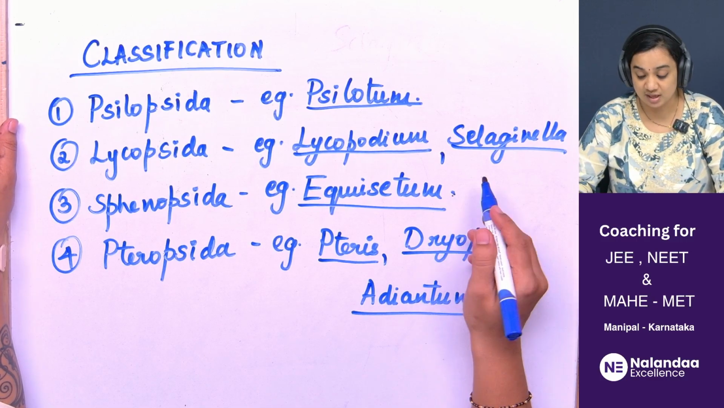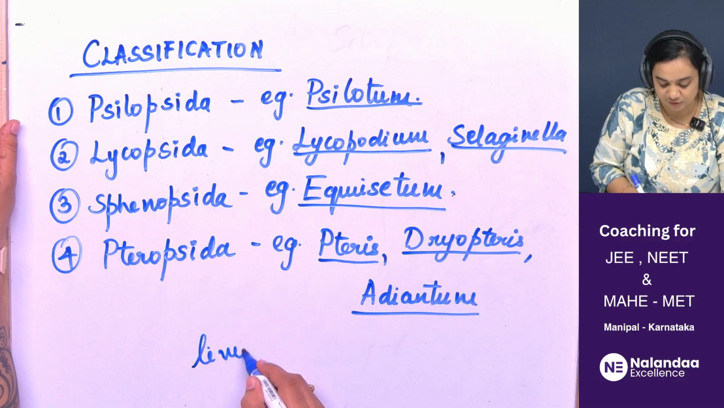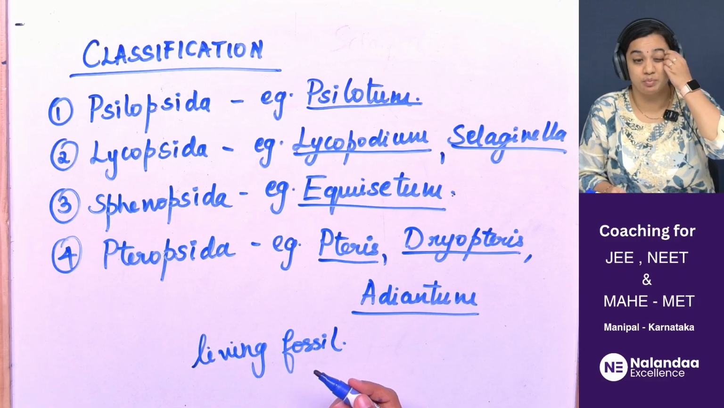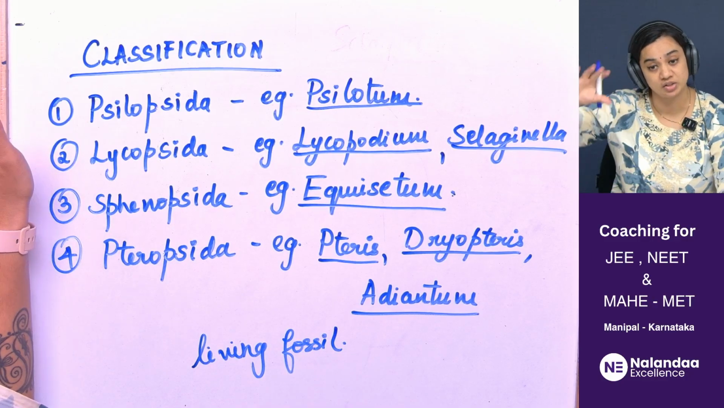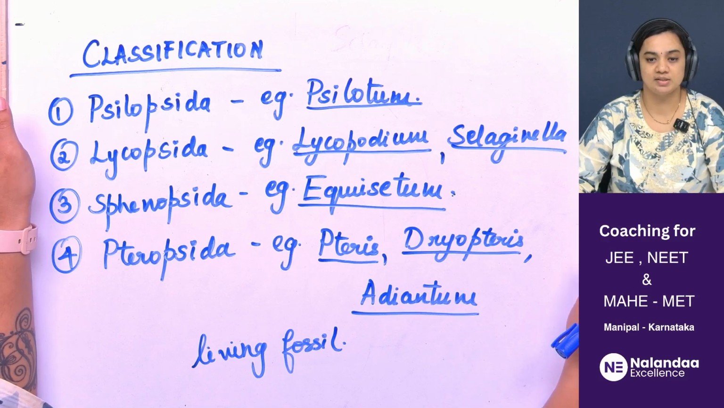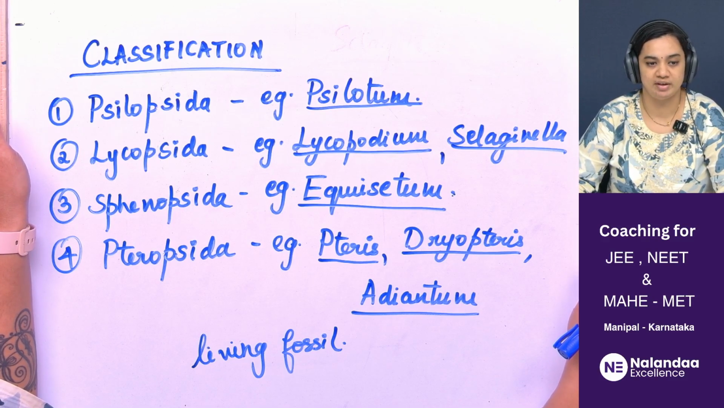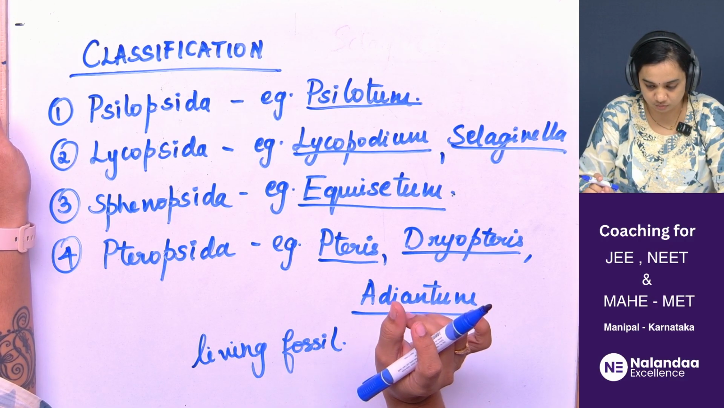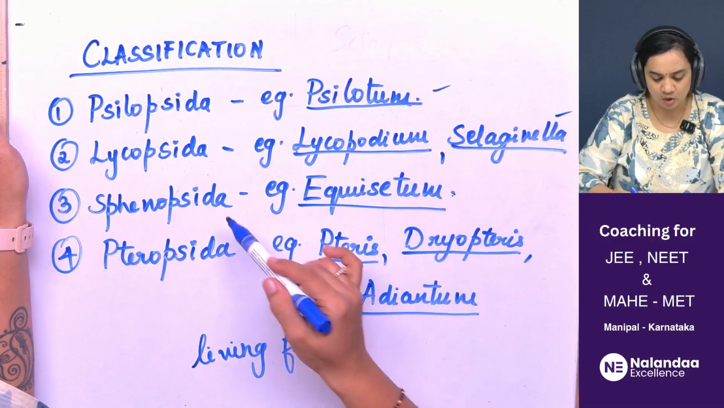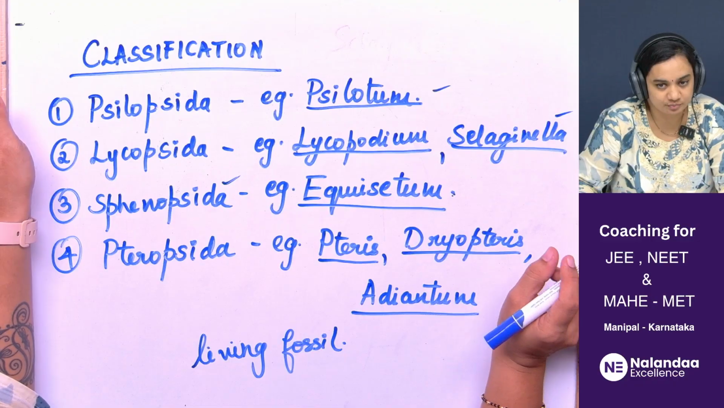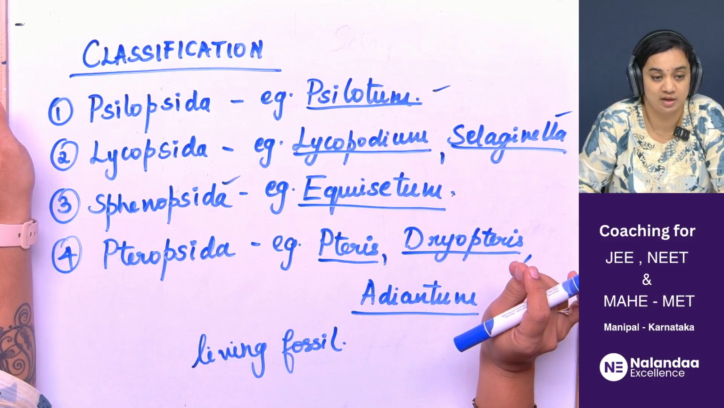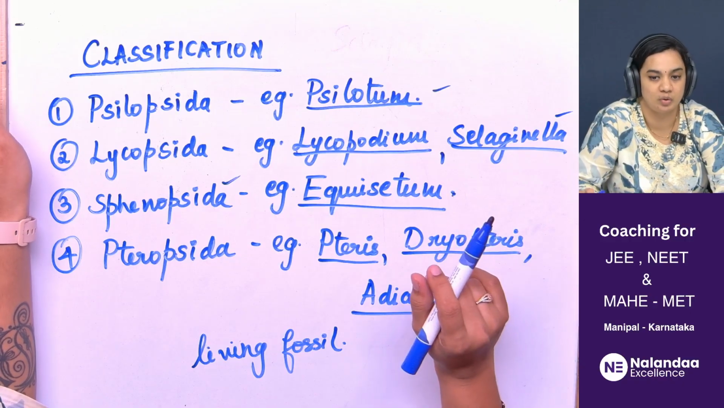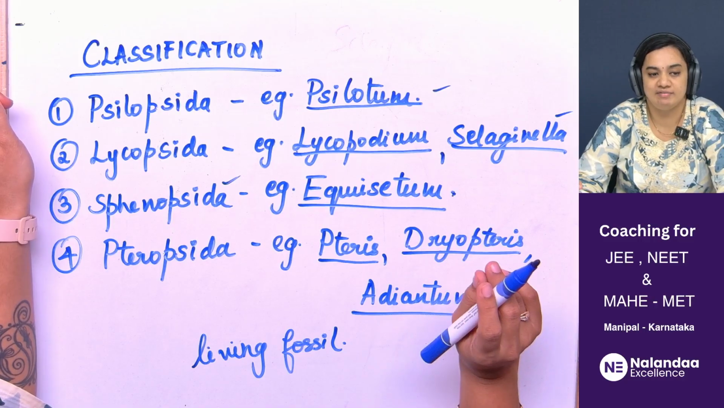Equisetum is considered to be a living fossil, which means it has pretty much not undergone any changes right from then. Only one living member. Psilopsida and Lycopsida are already extinct? No, all of these are still living. Only Sphenopsida I'm talking about. Members of Sphenopsida are generally extinct, but Equisetum is the only living member there. So we call them living fossils.